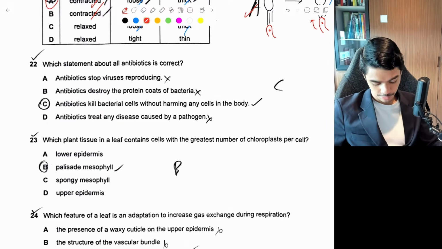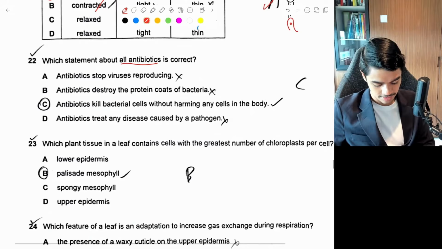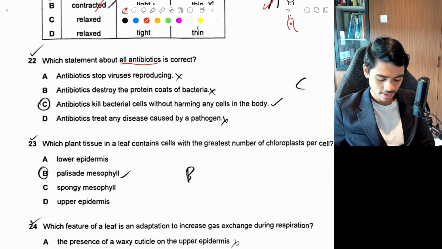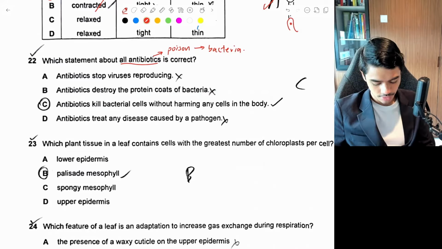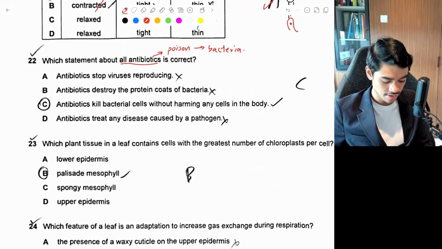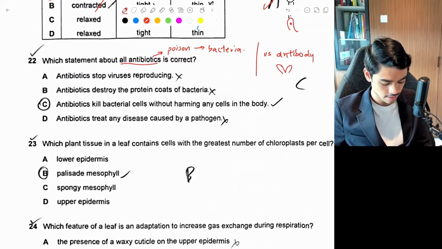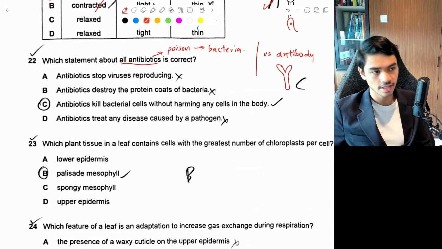Question 22, which is true about all antibiotics. Now what exactly are antibiotics? Think of them as kind of like an insecticide, but for bacteria. So it is a poison chemical that attacks bacteria only, right? It's a poison. So it's not the same as antibodies. Antibodies are proteins made by immune cells, more specifically the lymphocytes. They are made of protein and they will bind to antigens on any type of pathogen. It can be bacteria, virus, doesn't matter. So not to be confused with antibodies.